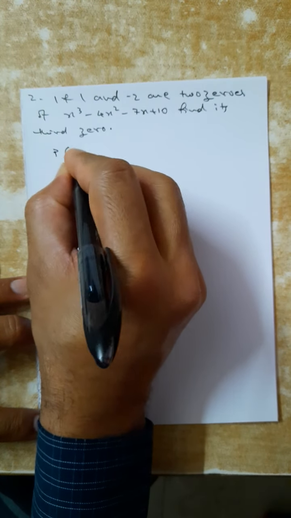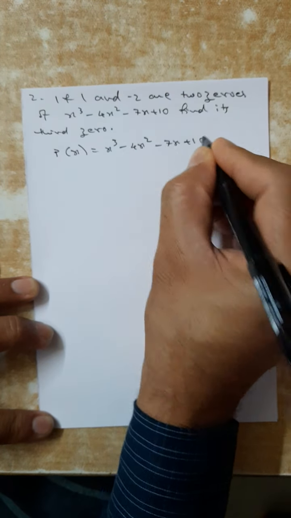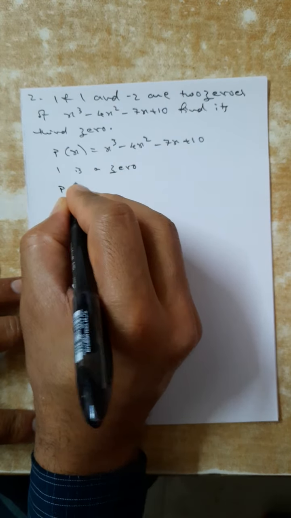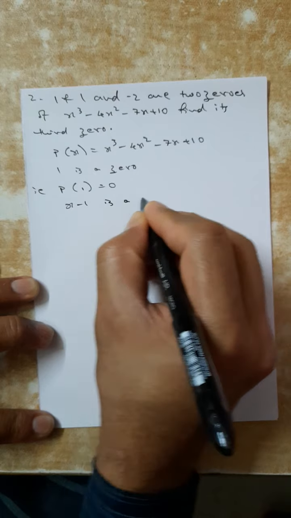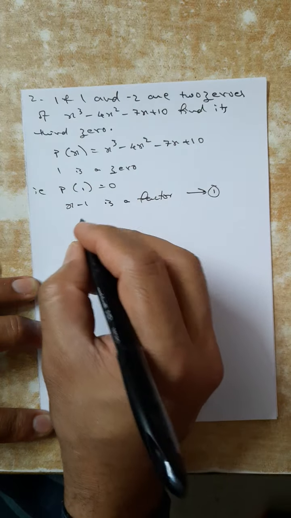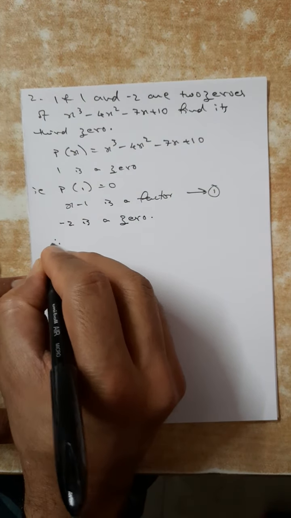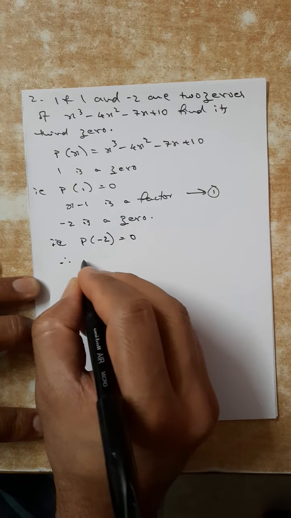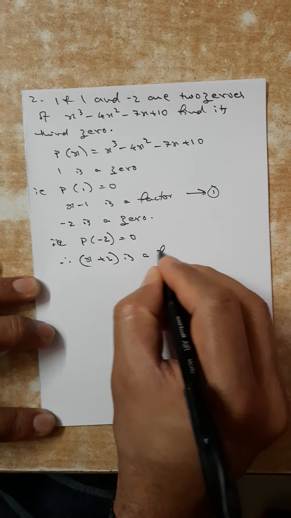First we will give the name p of x, x cube minus 4x square minus 7x plus 10. Now 1 is a 0. So what we can say? That is p of 1 equal to 0. Factor theorem, x minus 1 is a factor. Now minus 2 is also a 0, so p of minus 2 equal to 0. Therefore, applying the theorem, x minus minus 2, that is x plus 2, is a factor.